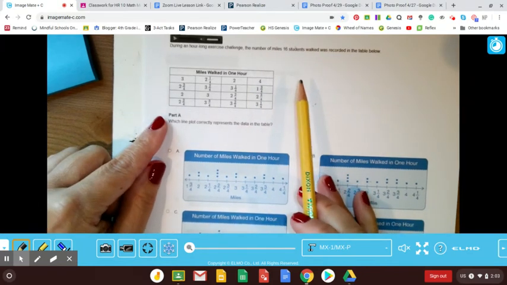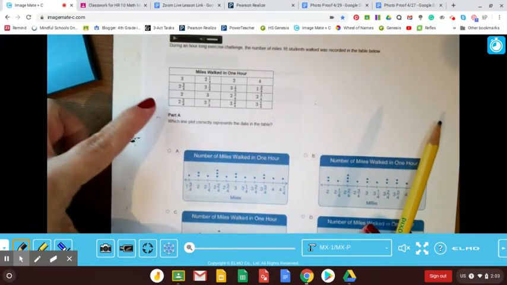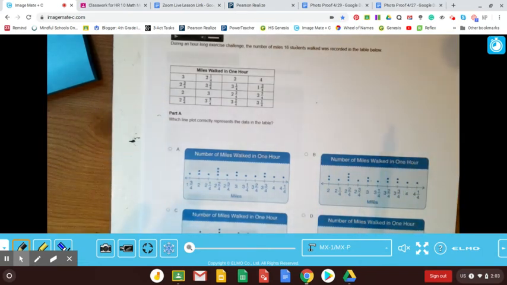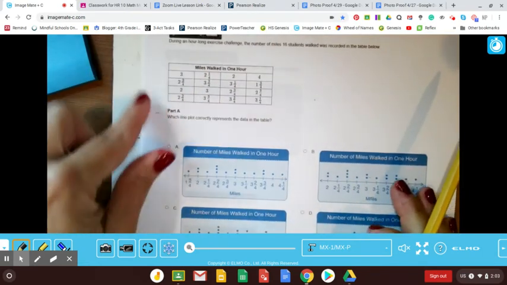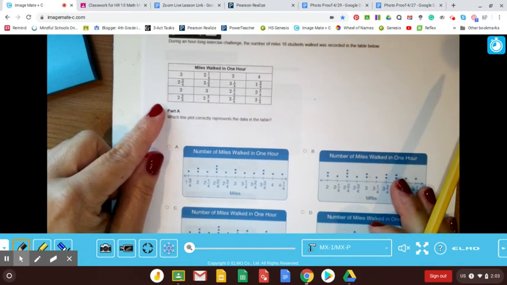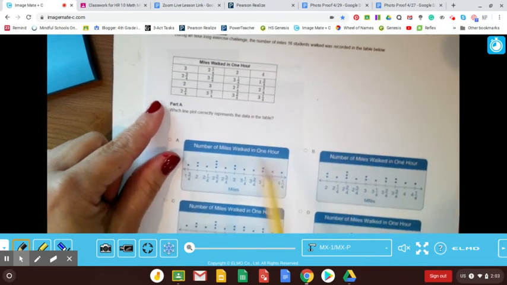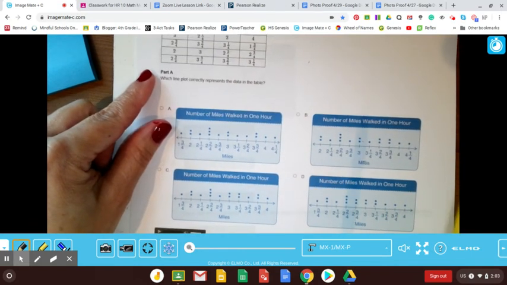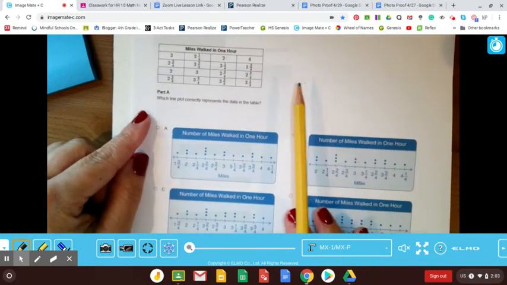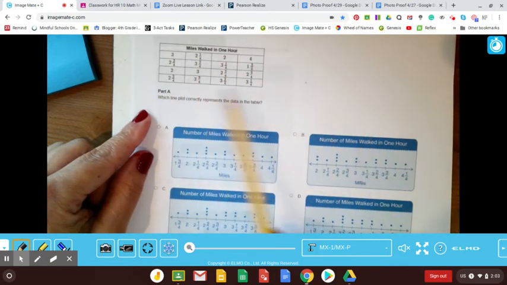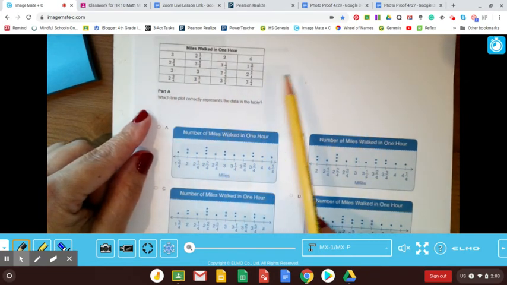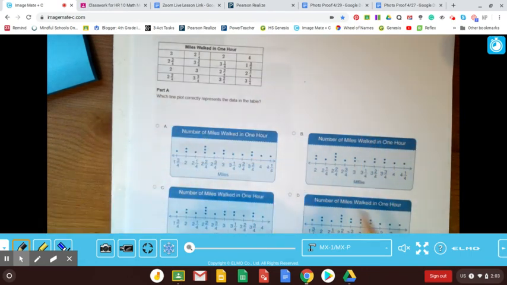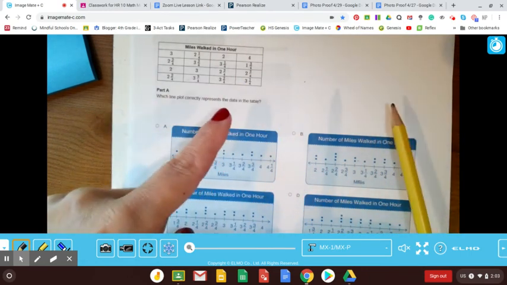This one is a multi-part problem. So you're going to have to use this same data set to do a few things. And I'm really wanting to draw your attention to this because there's probably a few different ways you can go about this kind of problem. It's giving you a data set and then it's asking you for the correct line plot. Two ways you can think about this. One, you can take the data and you can draw your own line plot. And then you can see which one of these choices matches the one that you drew.